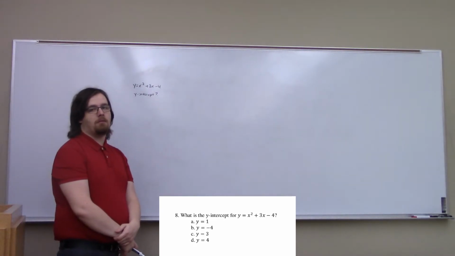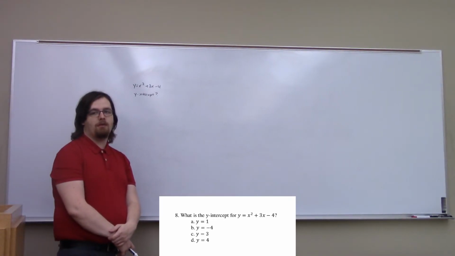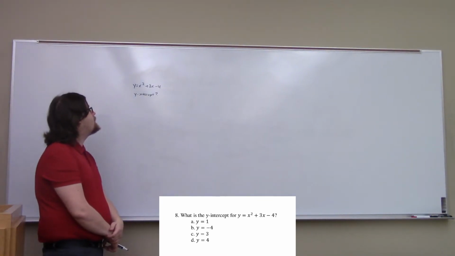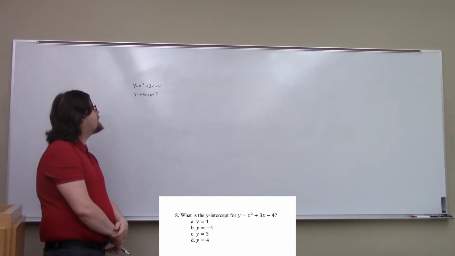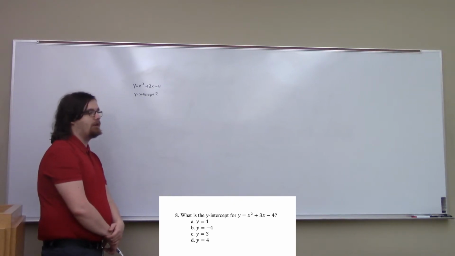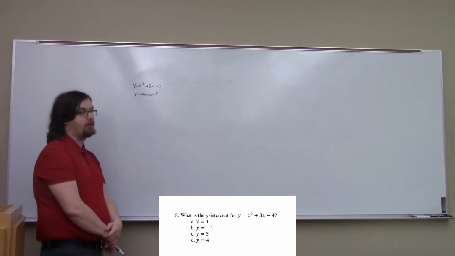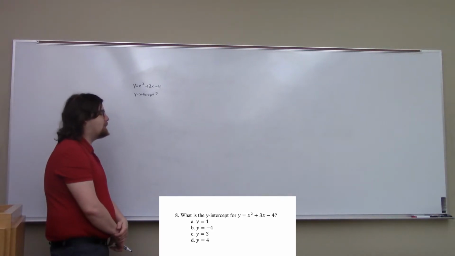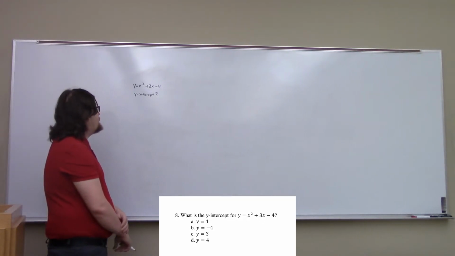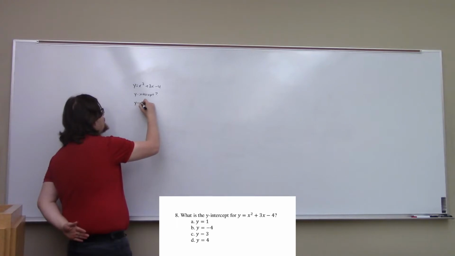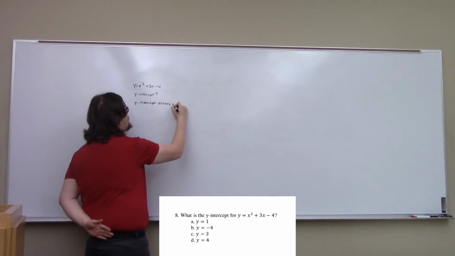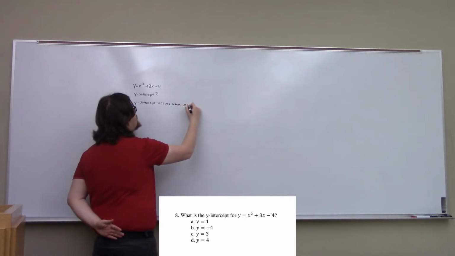Here we have problem number 8 from test 2 from the test prep books, TSI assessment. So here we have a polynomial y is equal to x squared plus 3x minus 4, and we're asked to determine what is the y-intercept of this equation. Alright, so this one is very simple if you know a very basic bit of information. So this bit of information is that the y-intercept occurs when x is equal to 0.